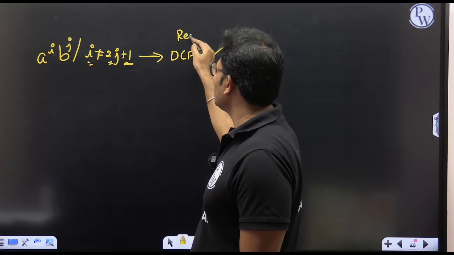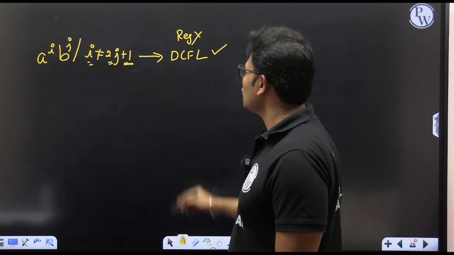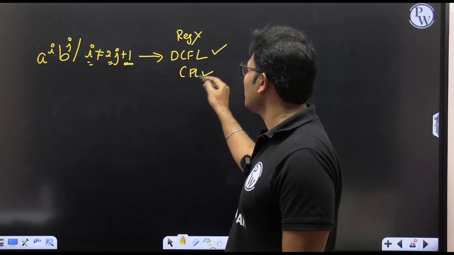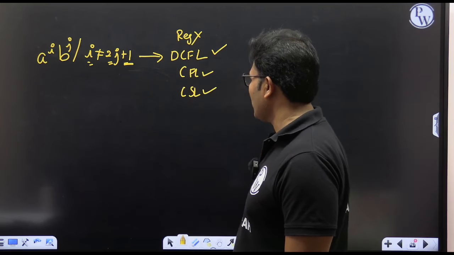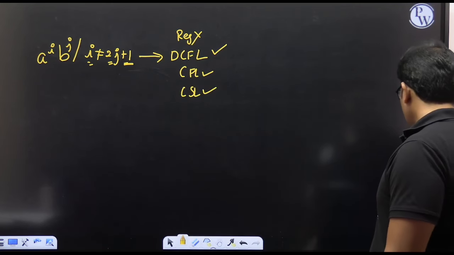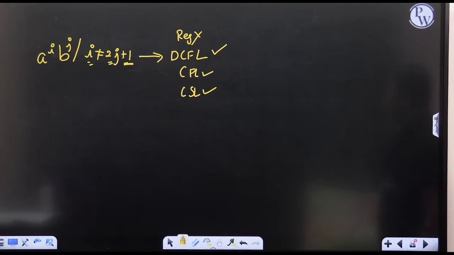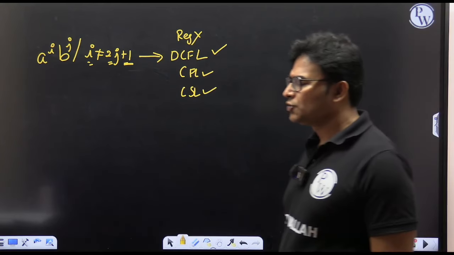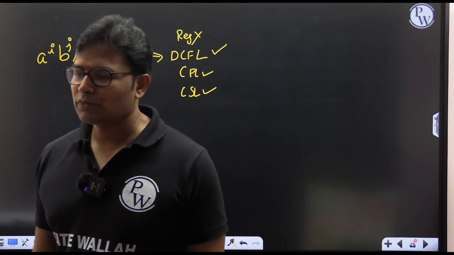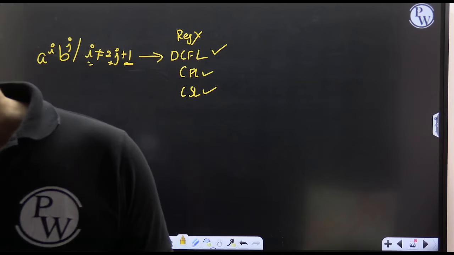This is not regular, right? And so it is a context-free language also, and so it is a context-sensitive language also. It is recursive and recursively enumerable also. Okay, we will see the next question.